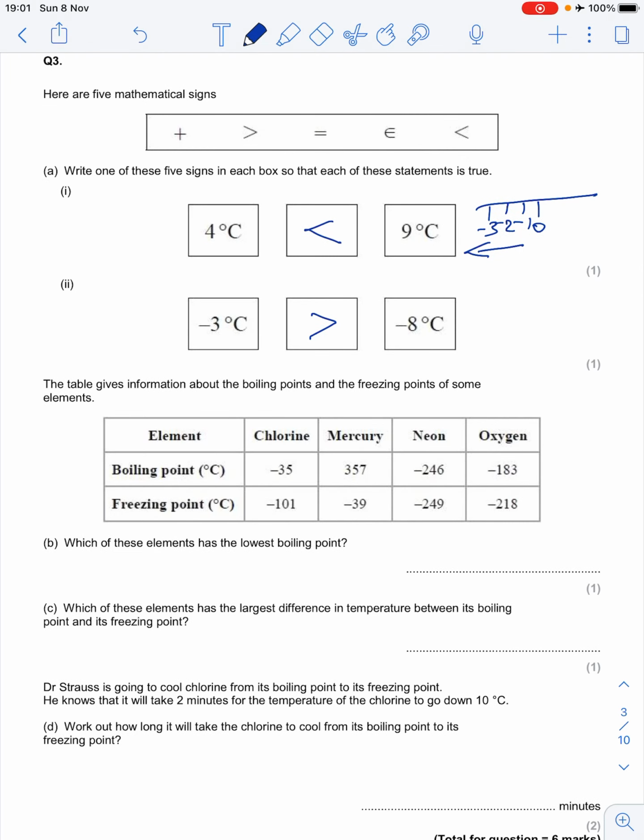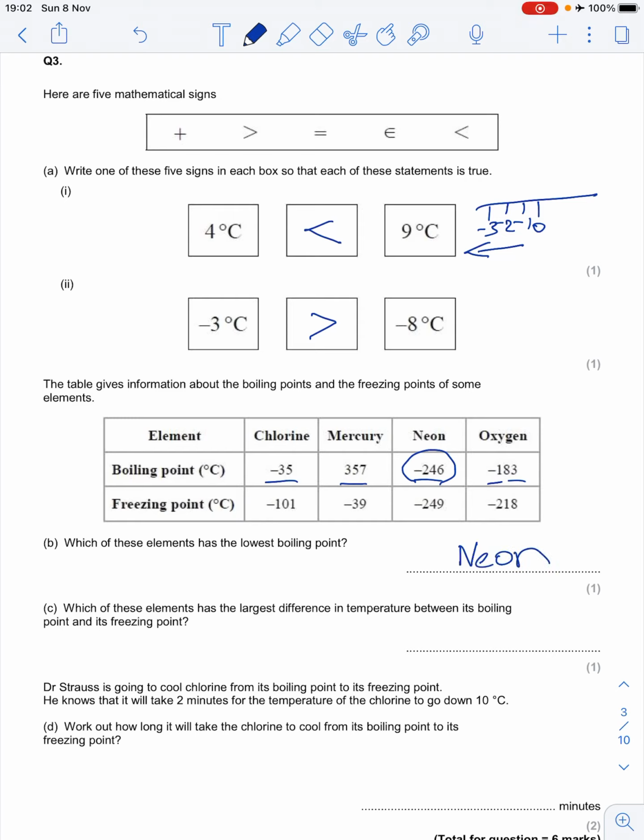The table shows the information about the boiling point and the freezing point of some elements. Which of those elements has the lowest boiling point? Remember, those are the boiling points, and we ask which one has the lowest boiling point. This means the smallest number, and this is minus 246. So the answer is neon.